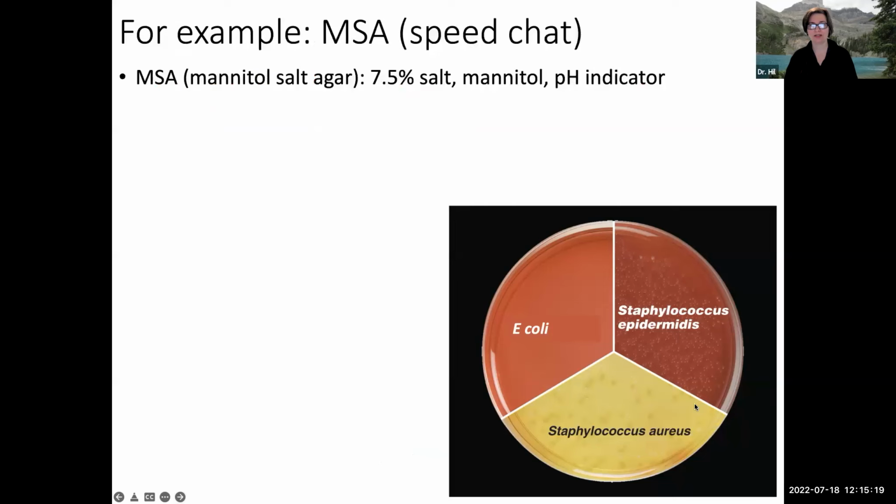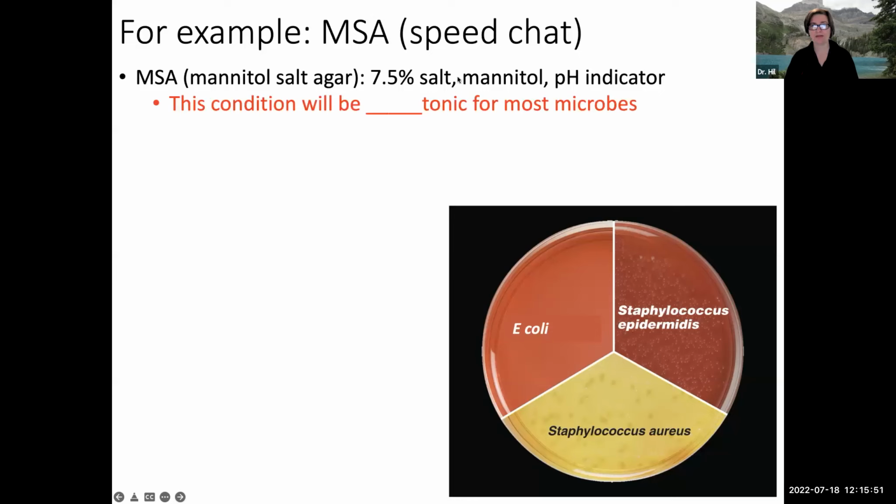Here's another plate. MSA stands for mannitol salt agar. As you might imagine, there's salt in there, 7.5% to be precise, and a sugar called mannitol. There's also a pH indicator dye, and this dye is red at neutral pH and yellow at acid pH. Why that matters is that some organisms take sugar and ferment them. Mannitol fermentation is one way to distinguish organisms from each other. And fermentation produces acid as a byproduct.